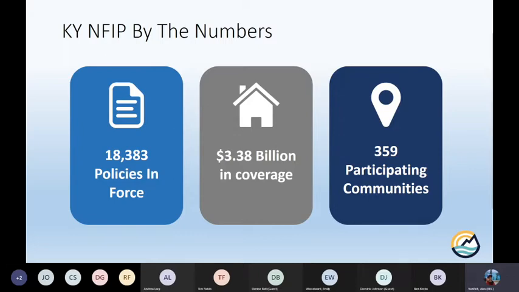So there's quite a bit of structures and contents being covered with those policies. And again, I mentioned before, we have 359 participating communities. There's about 45 or so that don't participate, and of those, over half don't have any mapped floodplains. So there's really no risk for them to manage. That's not to say that flood insurance wouldn't be beneficial to those folks. If you have communities in your county that don't participate, they should still join because flood insurance is not available for them right now.